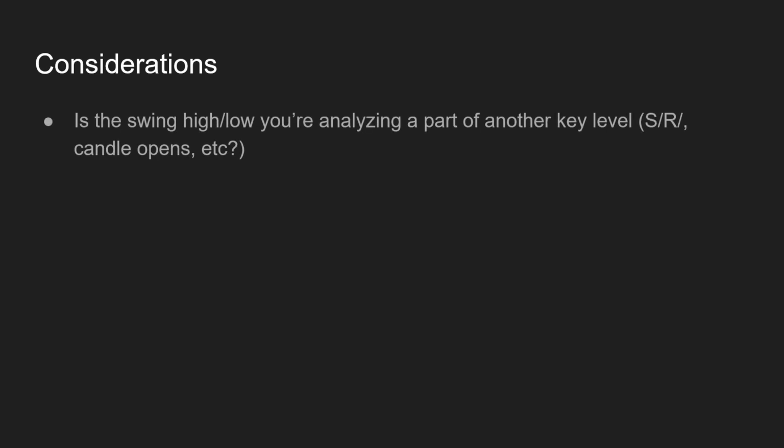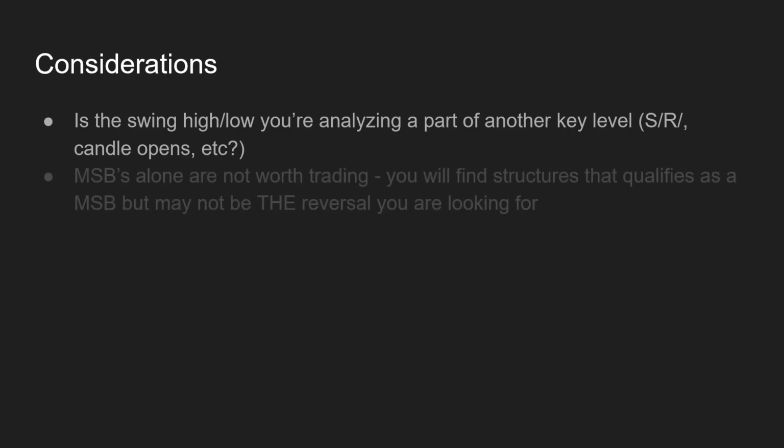So here are some considerations. Is the swing low or high you're analyzing part of another key level? Or is it a part of some sort of greater support or resistance level? Maybe candle opens, maybe some sort of Fibonacci level, maybe moving averages. Is it a part of some other system that you can find a correlation or find significance within?